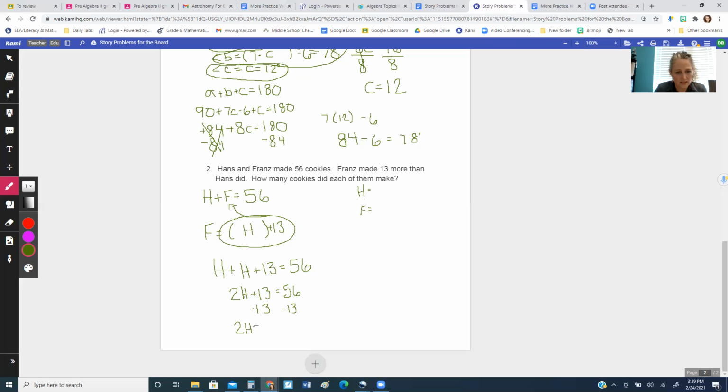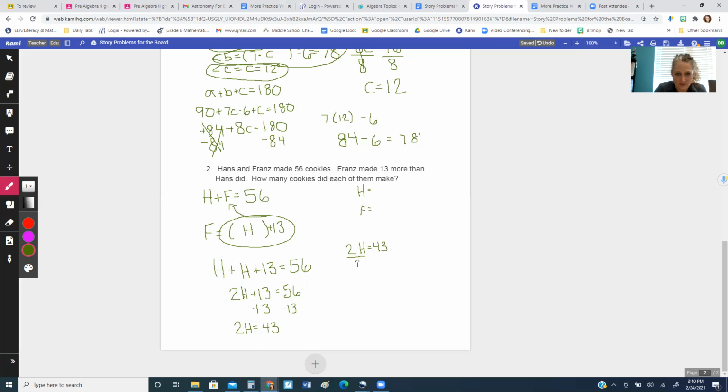And I end up with 2h equals, let's see, 56 minus 13 is 43. Oh, crap. They're not making whole cookies. That's okay. So I'm gonna bring this over here just because I'm running out of room down there. So 2 times Hans equals 43.